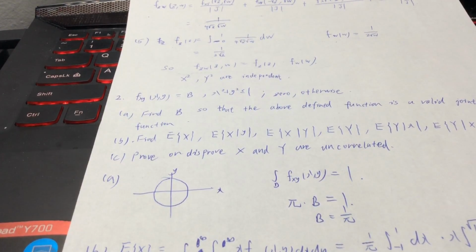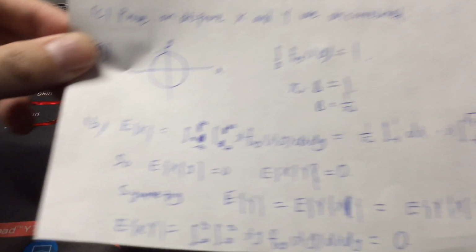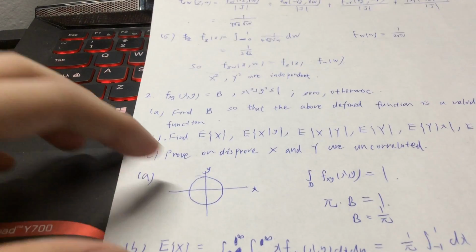So hello, bro. This is the probability and stochastic homework set, question 2. This question has 3 parts.